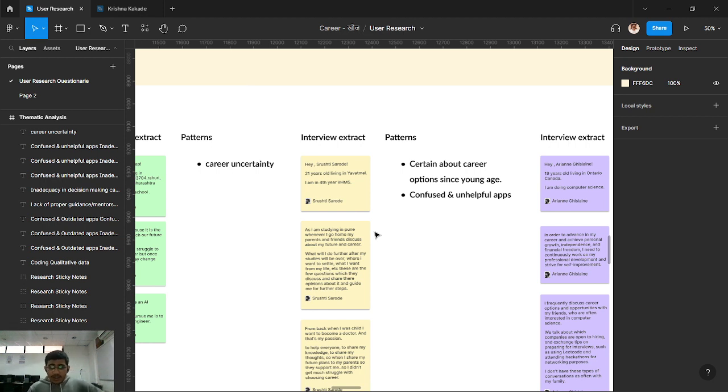When she was younger, she wanted to be a doctor, and her family also told her to do whatever she likes doing. She also wanted to help people in society and be helpful to them through her profession. That's why she chose to be a doctor. From that, I was able to identify the pattern: certain about career options since a young age.